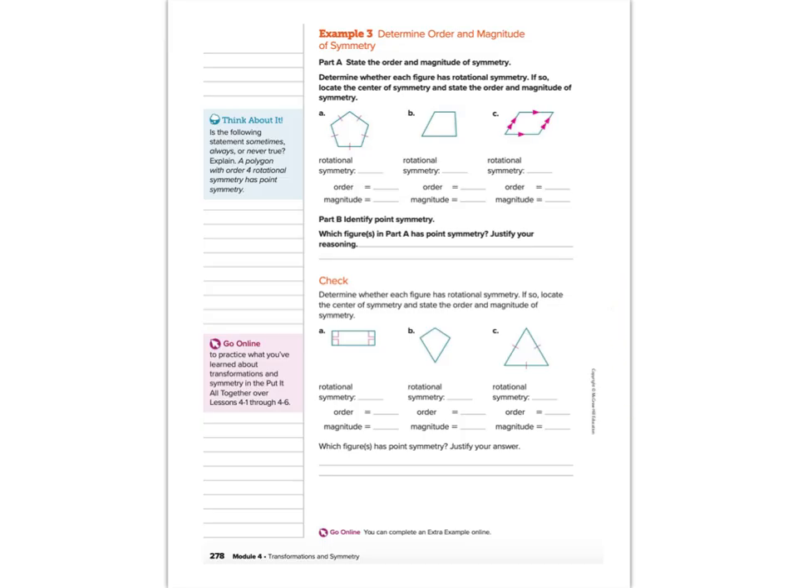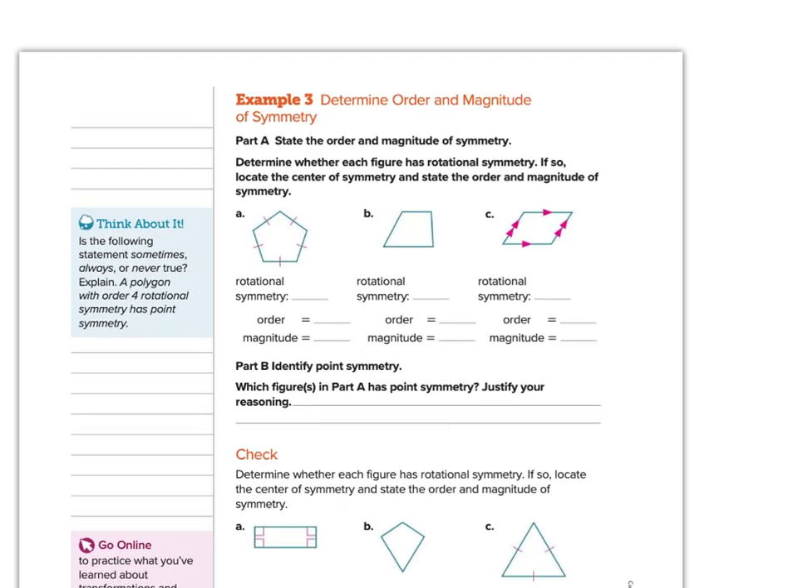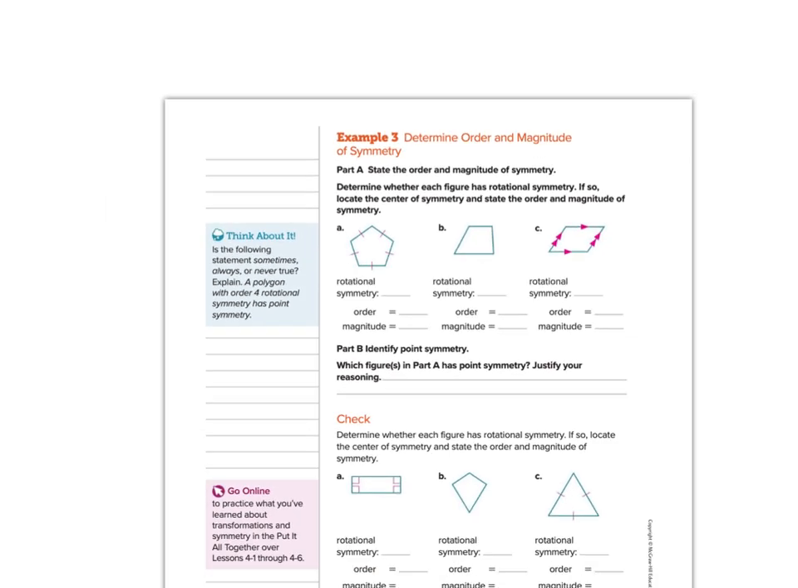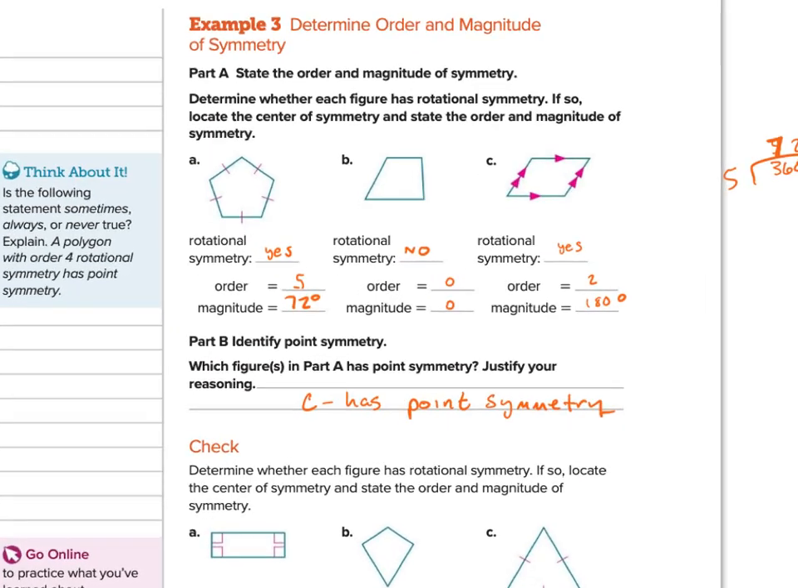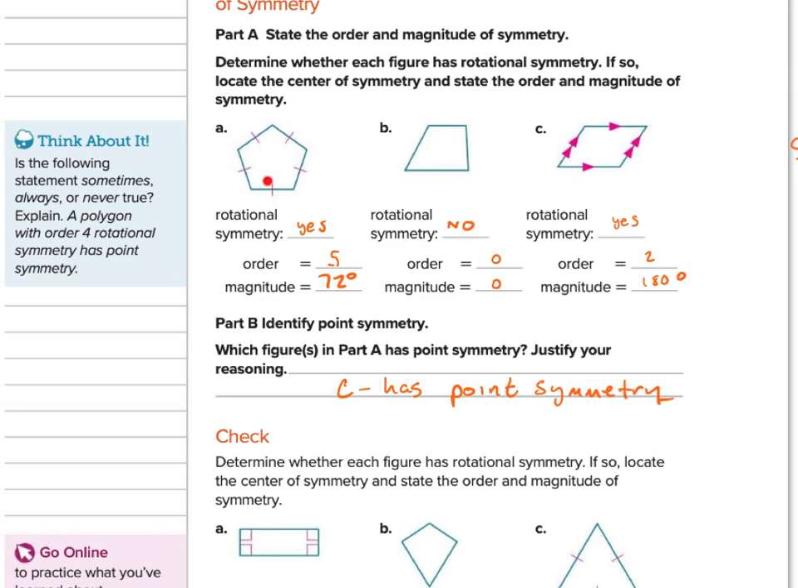And then here finally, talking about our order and magnitude, and determining the magnitude again. We have an item here that's a pentagon. It has 5 sides, so it does have rotational symmetry. Order of 5, and then 360 degrees divided by 5 is 72 degrees. This is a trapezoid with no rotational symmetry, so it has no order or magnitude.